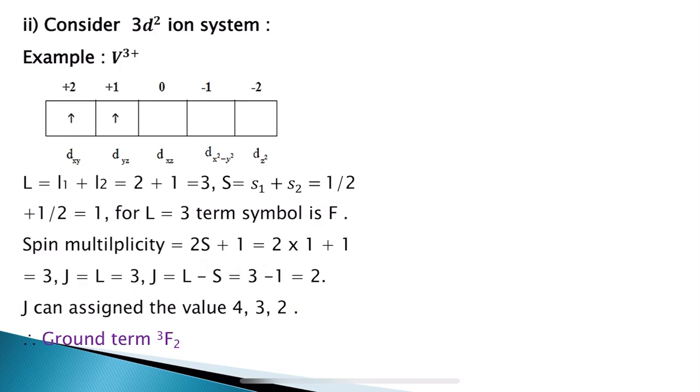Now, you see what all the j values can be assigned. The values of j are 4, 3, 2. Since this is less than half filled, here also we have to use the lowest j value, which will be more stable. So that is why I am going to represent it so. Here the spin will be considered as 3.